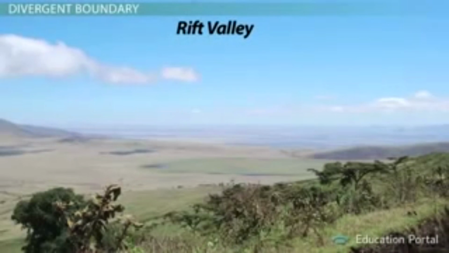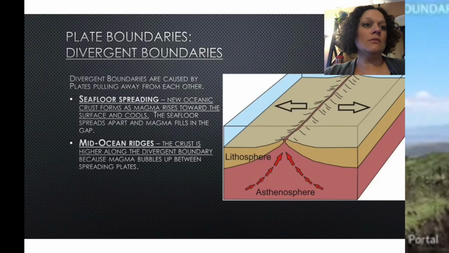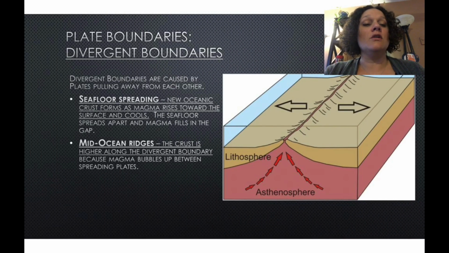The African Rift Valley in East Africa is an example of this occurrence. Eventually, the ocean will separate East Africa from the rest, making a large island. The next type of boundary I talked about are divergent boundaries. Divergent boundaries are caused because the plates are moving apart.